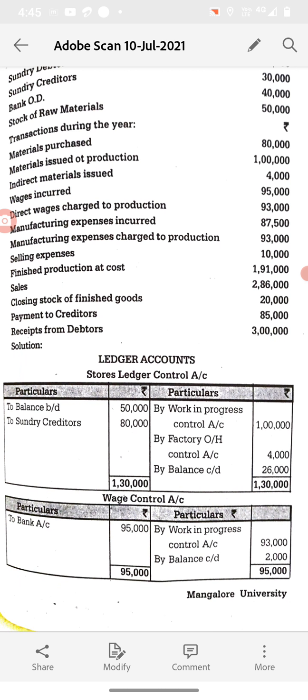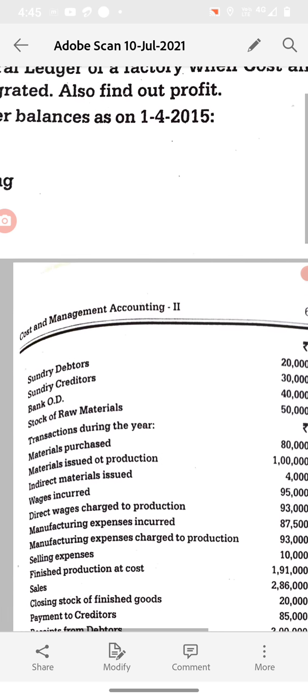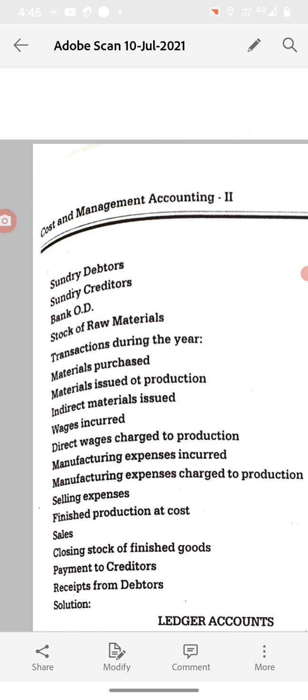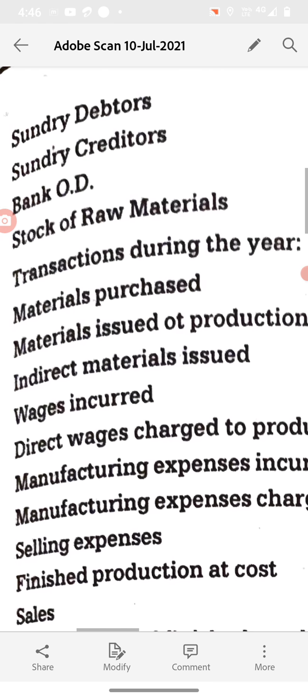Friends, now prepare ledger accounts. Okay, so simultaneously we need to prepare ledger accounts and then we will do ledger entries. So stores ledger control account, wages control account, then factory overhead account, work in progress control account, finished goods ledger account, selling overhead control account, cost of sales account, costing profit and loss account. So profit and loss account is also sufficient, no problem. If you don't write costing, just profit and loss account will do. Sundry debtors, sundry creditors, and then bank account. Okay, they have given bank overdraft, so bank OD is given, so same way we have to write.